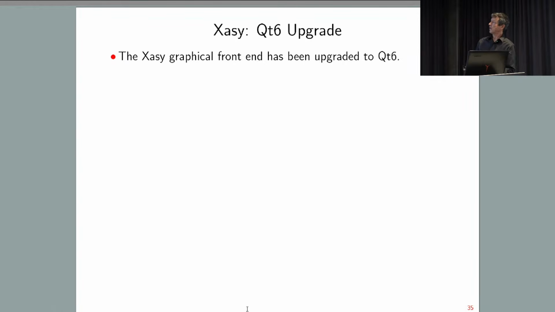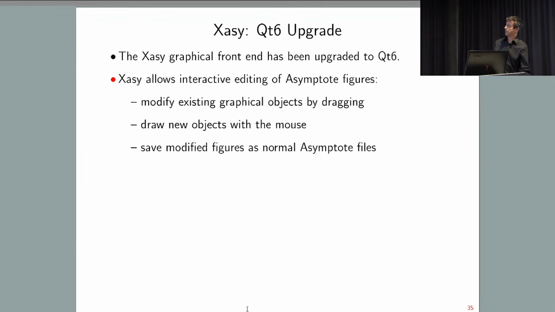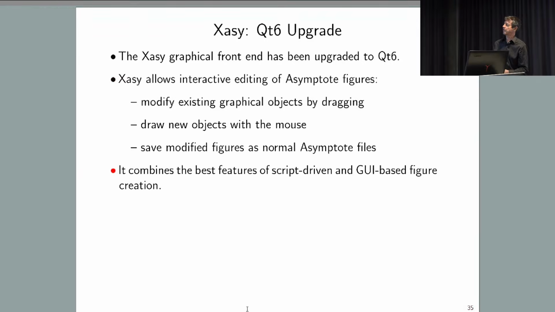Okay, so as I mentioned, we also did an upgrade of XASI to Qt6. That was necessary for compatibility with different distributions. XASI allows interactive editing of Asymptote figures. You can modify existing objects, you can draw new objects, and you can save those objects either as normal Asymptote files or in another format that allows you to go and edit the objects that you created. So it combines the best features of script-driven and graphical-based methods of figure creation. It marries these two approaches.